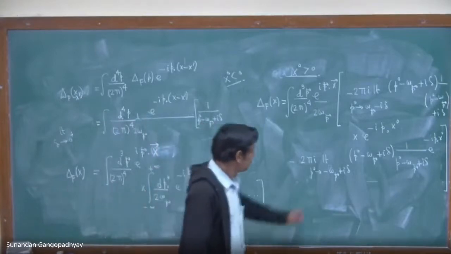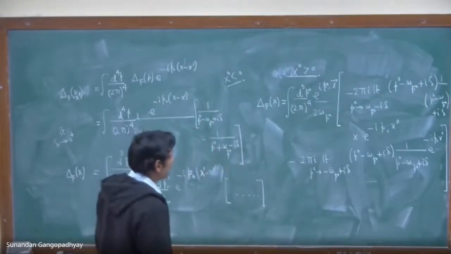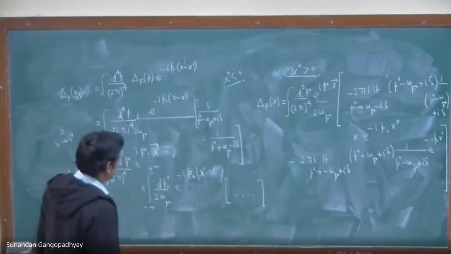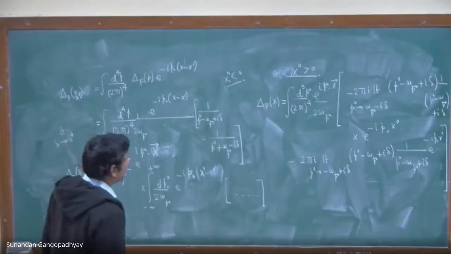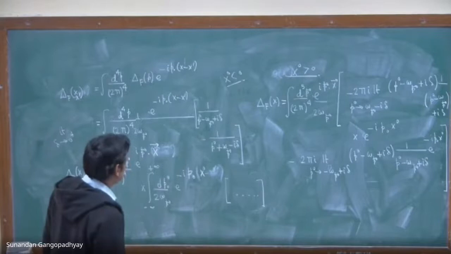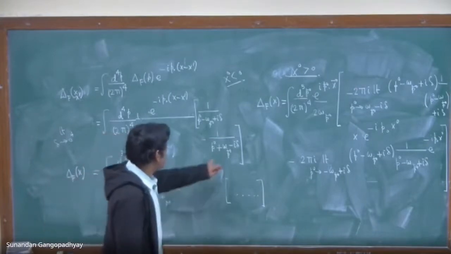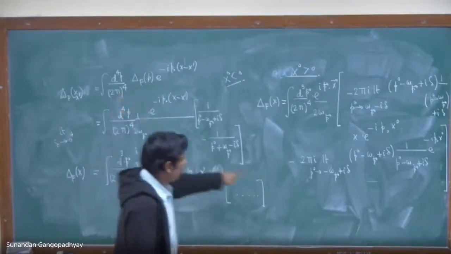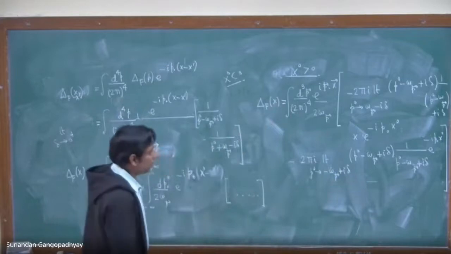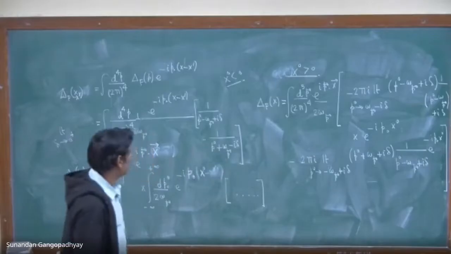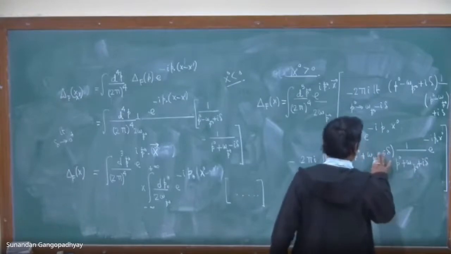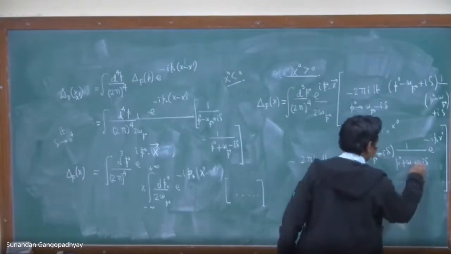For the second term, you have to close in the upper half plane. So p0 will be minus omega p because it will enclose that pole. The limit p0 going to minus omega p plus i delta, with the factor p0 plus omega p minus i delta. Absolutely, correct. Is it okay?